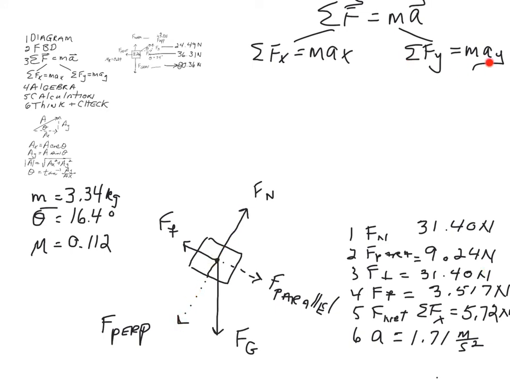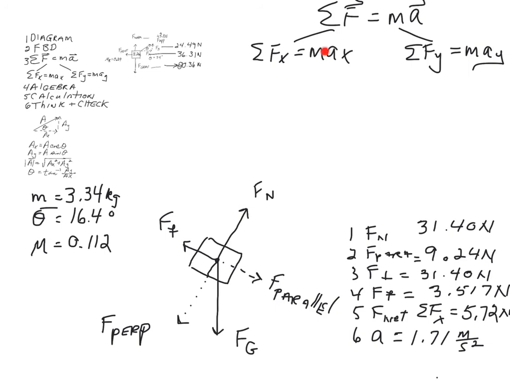And because the sum of the forces in the y direction is 0, these two have to be equal and opposite, and so the normal force is 31.40. And since the friction force is the coefficient times the normal force, I just take the 31.40 and multiply by 0.112, and I get the friction force, 3.517. Now, you want to round that to 3.52, but I saved this for calculation.